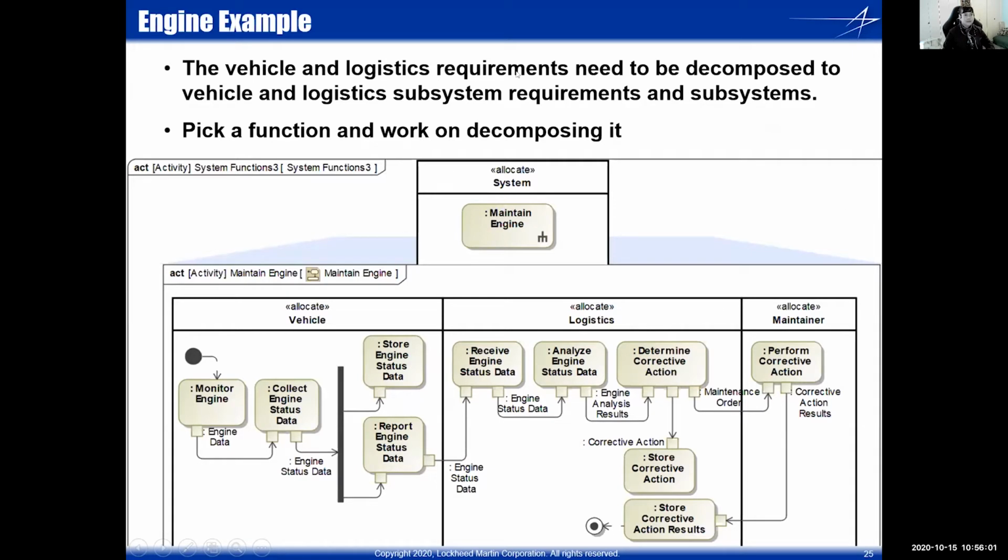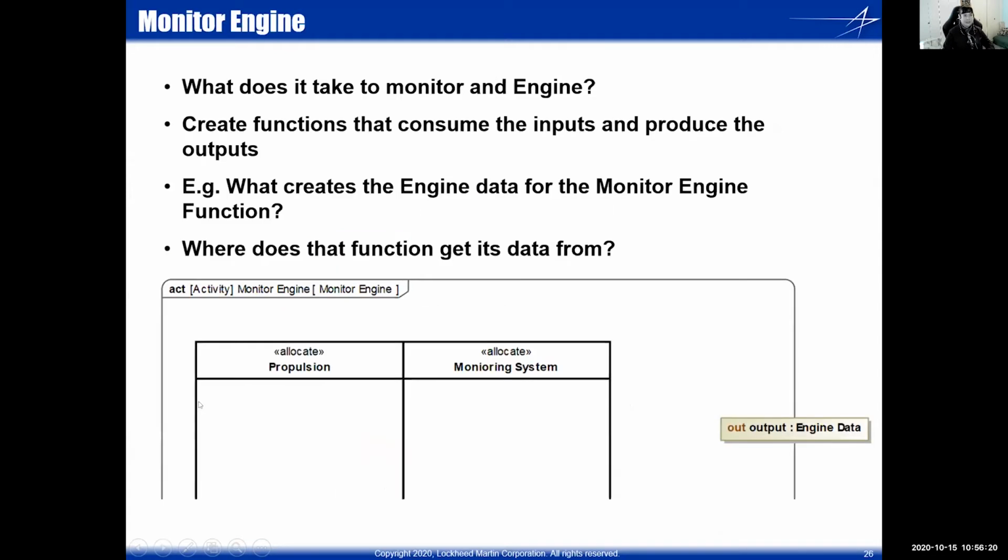So the vehicle and the logistics requirements need to be decomposed to the vehicle and logistics subsystems and the subsystems below that. And so we might pick on a function to say, what exactly is involved in the vehicle monitoring this engine? And I'll make a new diagram that is a child to the one I just looked at. And I started thinking about what does it take to actually monitor an engine.